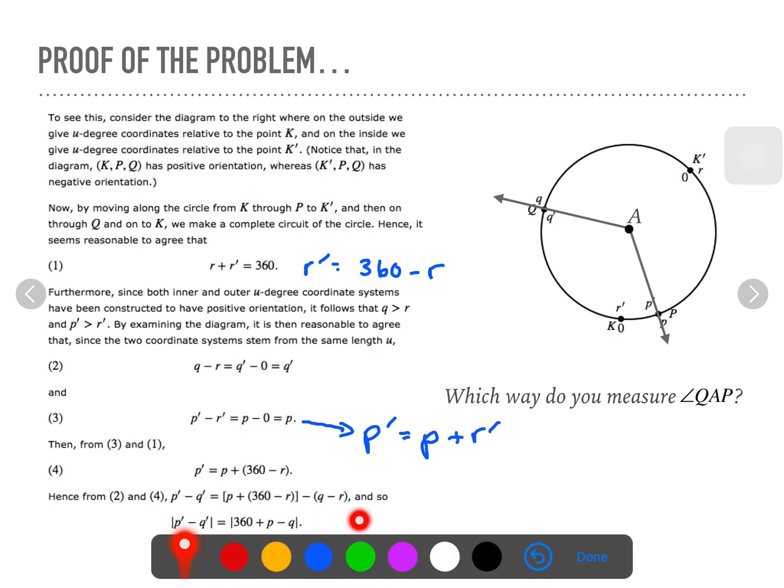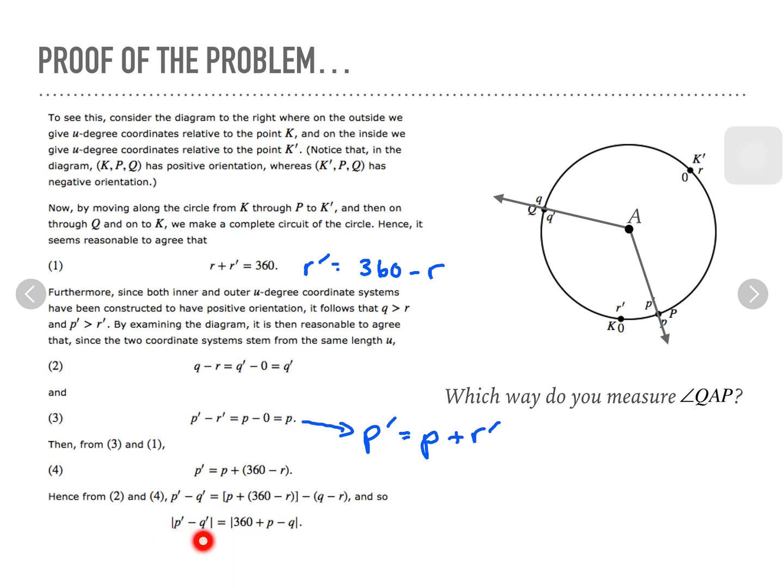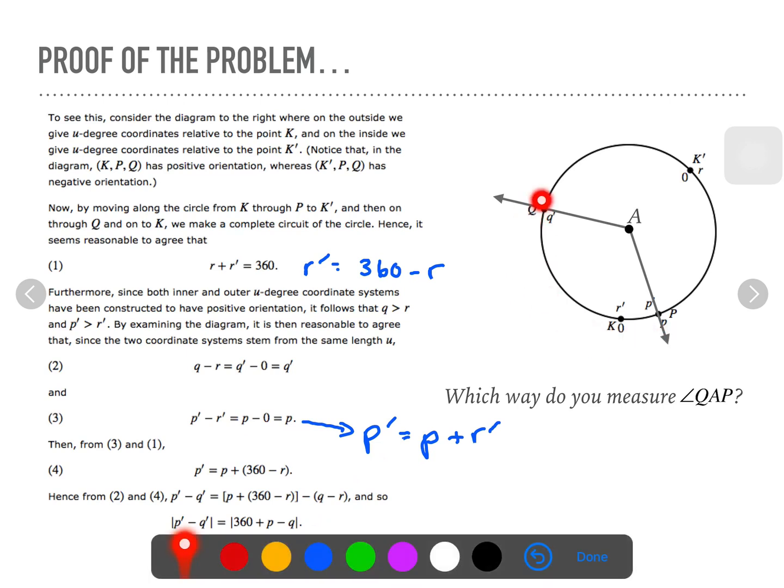Now we can see that we have a problem because if I just subtract P prime minus Q prime, that may be equal to 360 plus P minus Q, like what I said. We can't tell if we're talking about this distance here or this distance on the outside.